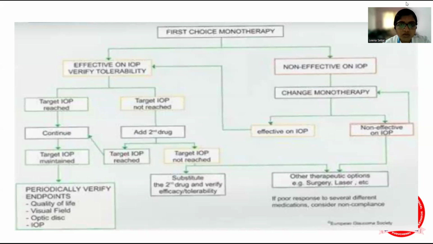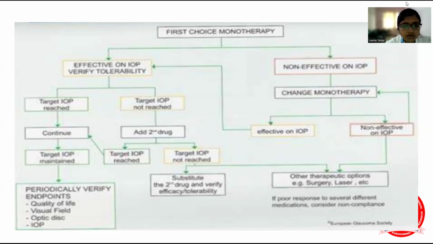First, we have to go with monotherapy. Either we can start with beta blockers or prostaglandins. Then we have to check the tolerability by measuring the IOP. When the target IOP is reached, we have to continue the monotherapy. And even after the continuation, we have to again check the target IOP. When it is maintained, we have to periodically check our optic disc and visual field examination.